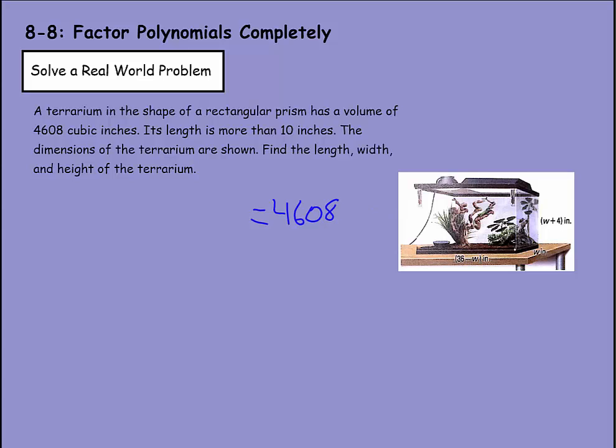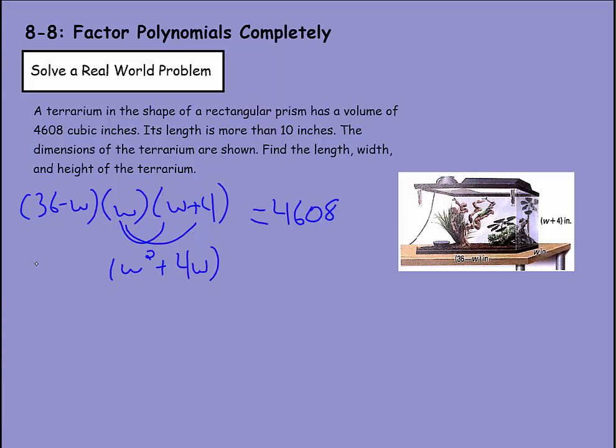And I notice that the length, width, and height of the terrarium all have W. To solve for volume, I have to multiply the length times the width times the height. So I could have 36 minus W times just W times W plus 4. If I multiply this first, that would give me W squared plus 4W. Then I have 36 minus W here.